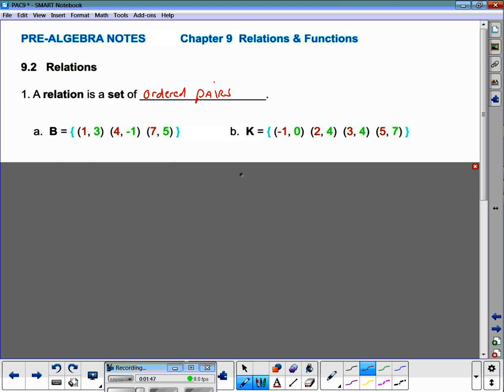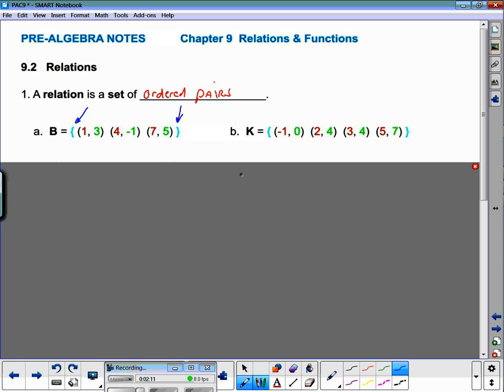So if you look at here, we've got a couple examples. The first one is relation B, and notice everything's paired up. 1 is paired up with 3, 4 is paired up with -1, and 7 is paired up with 5. Okay, we got a relation. Everything's paired up. Notice our relation is put in braces.